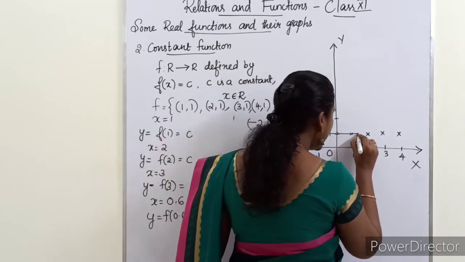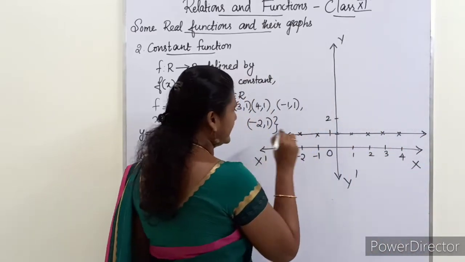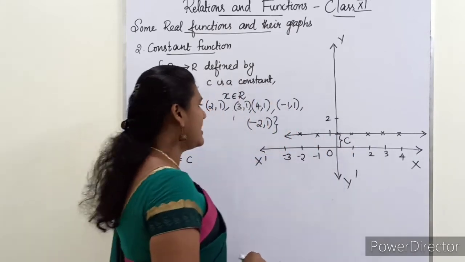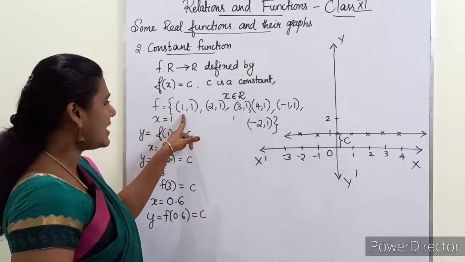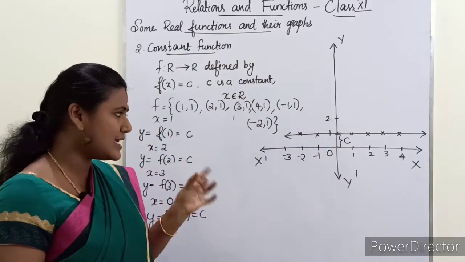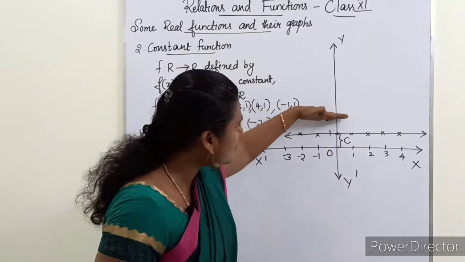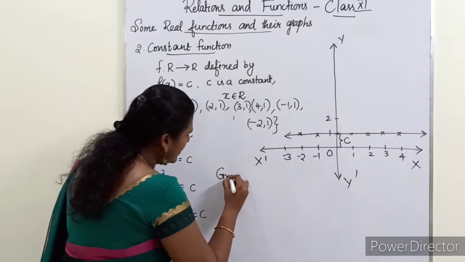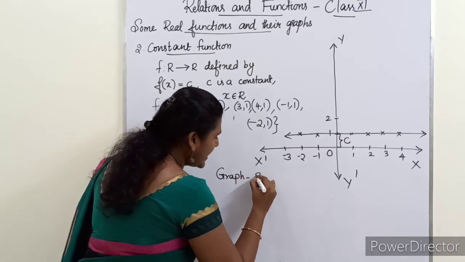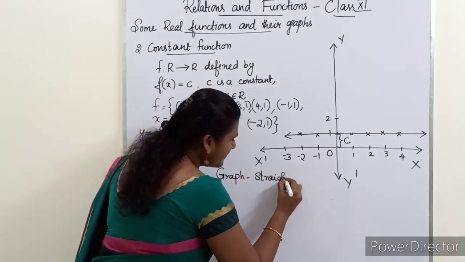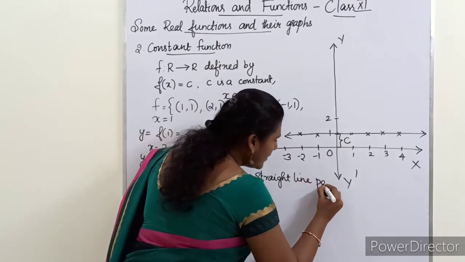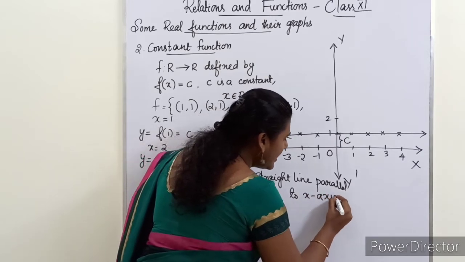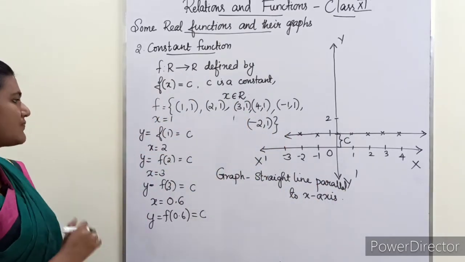you will get a straight line parallel to the x-axis. Here this distance is nothing but the value of c. Here I have taken c is equal to 1, that is why I got this. Suppose you take c is equal to 2, the line will pass through the point 2, parallel to the x-axis. So the graph of a constant function is a straight line parallel to the x-axis.